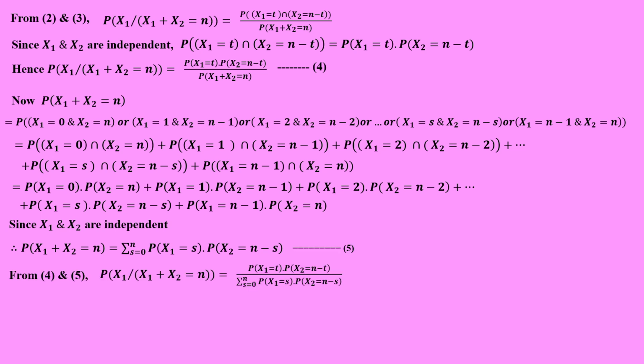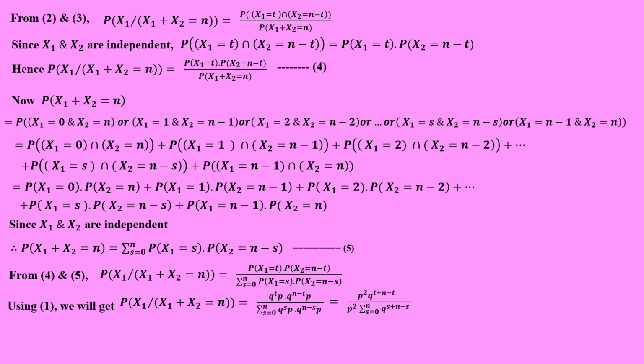From 4 and 5, probability of X1 given X1 plus X2 equal to n equals probability of X1 equal to t into probability of X2 equal to n minus t, divided by the summation s equal to 0 to n of probability of X1 equal to s into probability of X2 equal to n minus s. So using 1, it equals q power t into p, q power n minus t into p, over the summation s equal to 0 to n of q power s into p, q power n minus s into p.